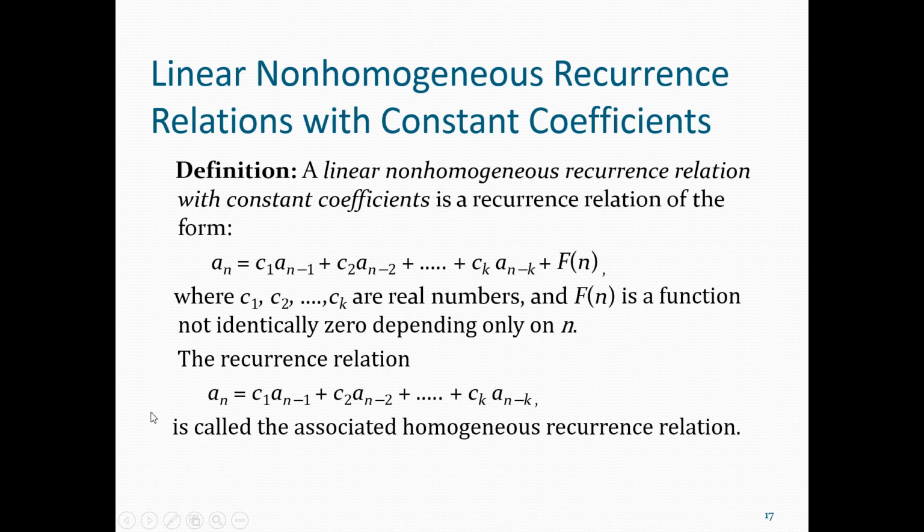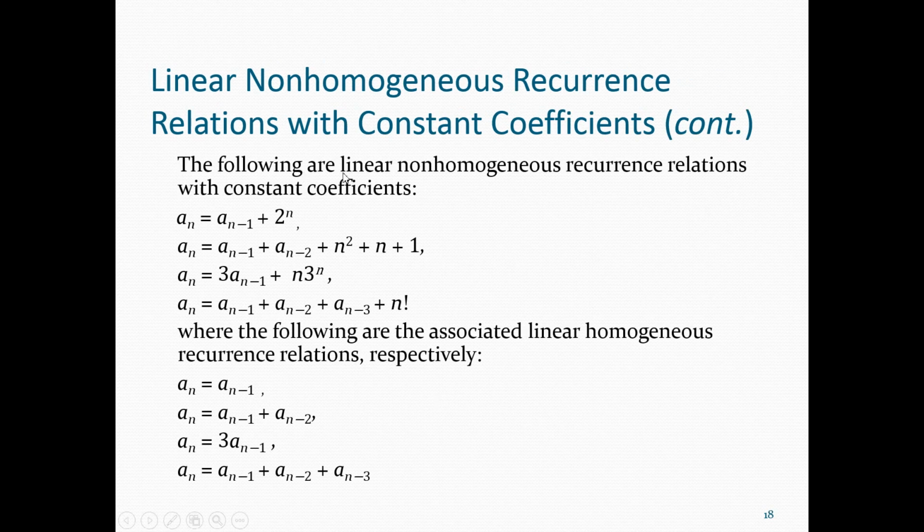The recurrence relation without f_n is called the associated homogeneous recurrence relation. Again, the concept is quite similar to the concept in differential equations. In order to solve this non-homogeneous recurrence relation, we have to solve the associated homogeneous recurrence relation, then find a particular solution for the non-homogeneous relation, and then add them up to find the general solution of the recurrence relation.